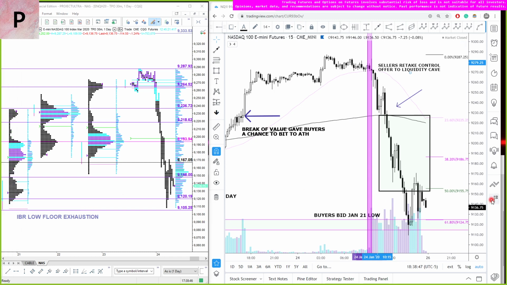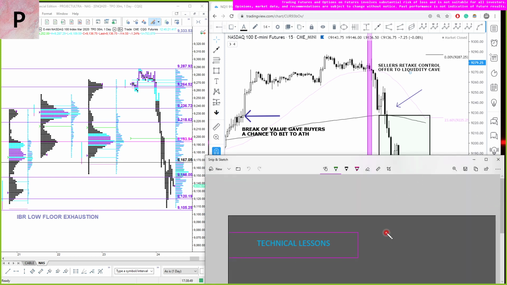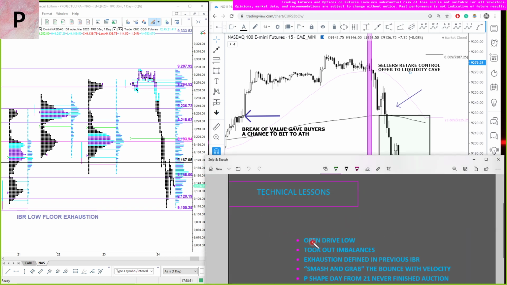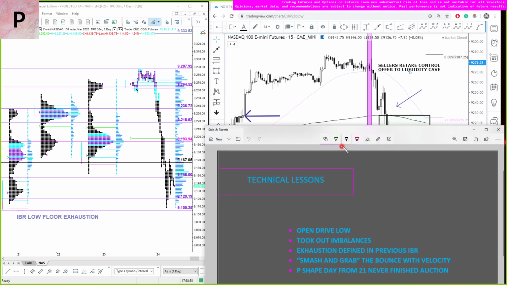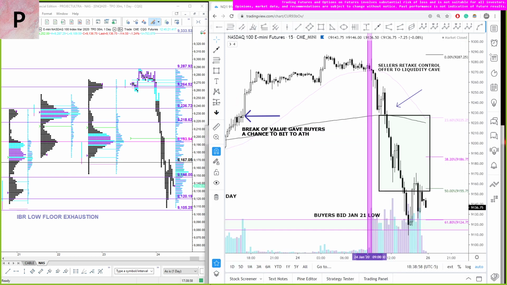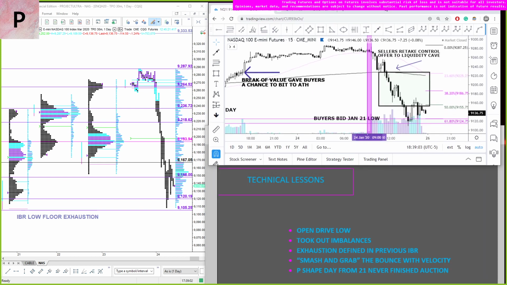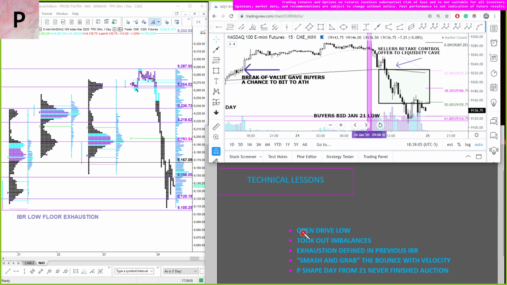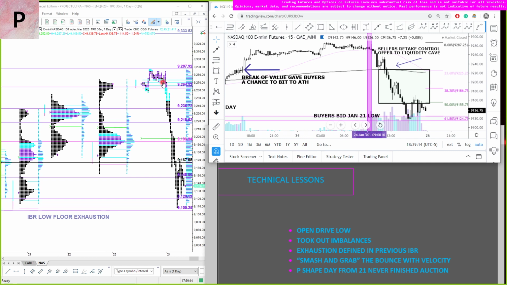So something I also want to point out here, that we had some key technical lessons that you should take away from this presentation. And some of those are going to be the following. Let me go ahead and make sure that this is visible. So the opening drive low. So this is the Asian session, opening drive, right? You see a little bit of a bid up. And then here at the 9:30 bell, you start to break away.